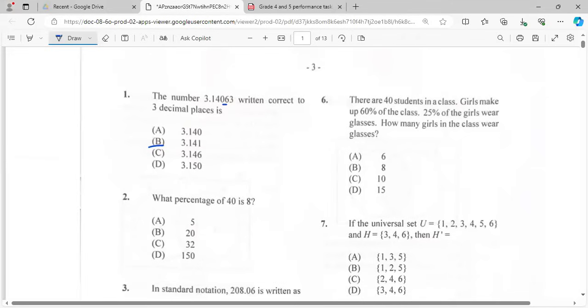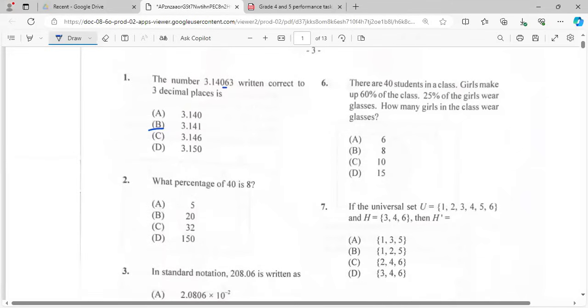This is a repeat one. What percentage of 40 is 8? We know that we just put 8 over 40 times 100%, because percent means out of 100. So we just put it over 100, times 100 rather. And that works out to 20%. So that would be B.